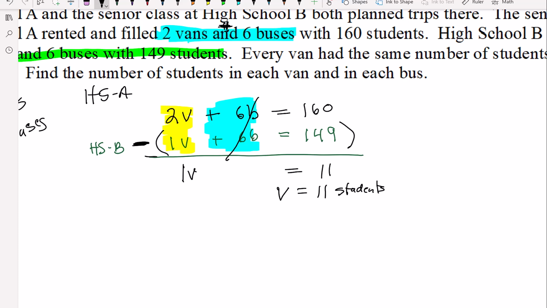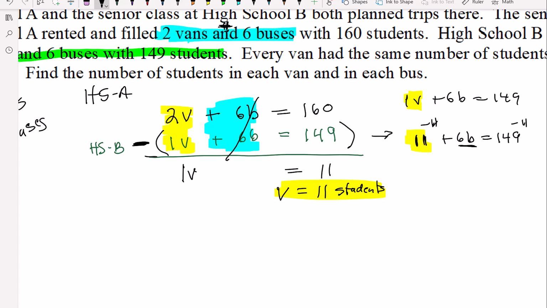So now what we do is we just take one of the original equations. So since this is 1V, I'm just going to use that one. So 1V plus 6B is equal to 149. Remember, explain to them the substitution method. Well, we know the number of students that vans will carry. This van will carry 11 students. So before we can get that B by itself, we're going to subtract the 11 from both sides.